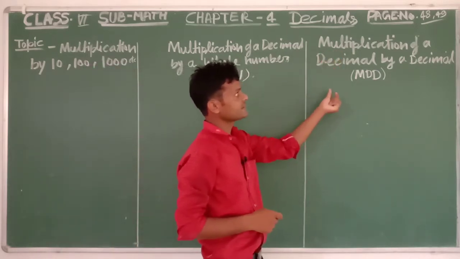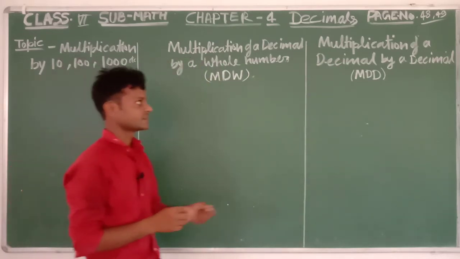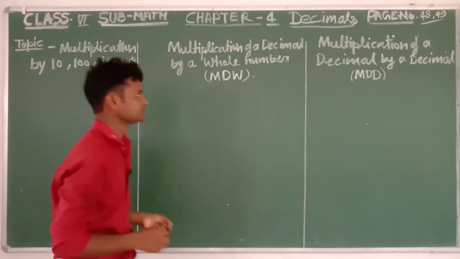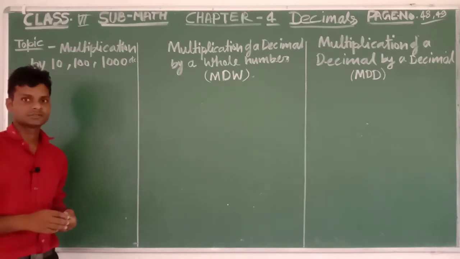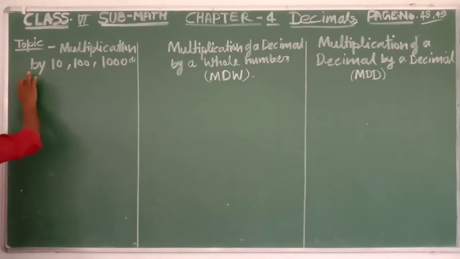Last, multiplication of decimals by decimals, MDD. You can say the shortcut in your mind. Remember it shortly as MDD. So we are going to confirm your first topic, multiplication by 10, 100 and 1000. That is very simple, you can do it easily.